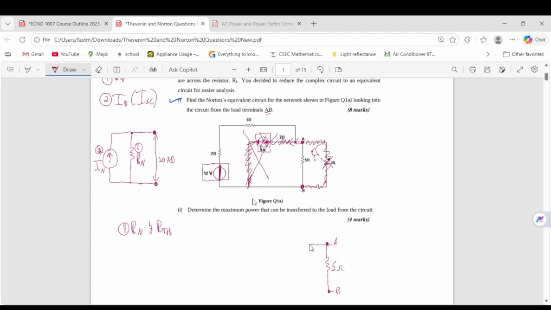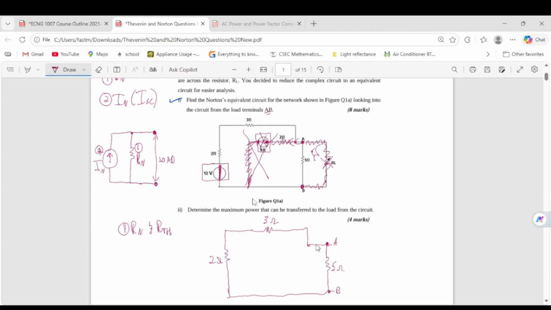So when you go here, you're just going up through the 3 ohm on top here, and then you're coming back down through this 2 ohm here. When we reach here, it just goes straight back to B. Yeah, so this will basically be your circuit.